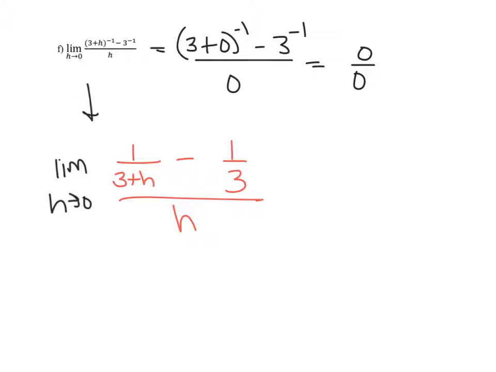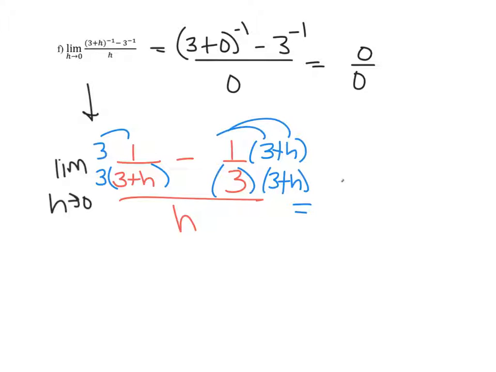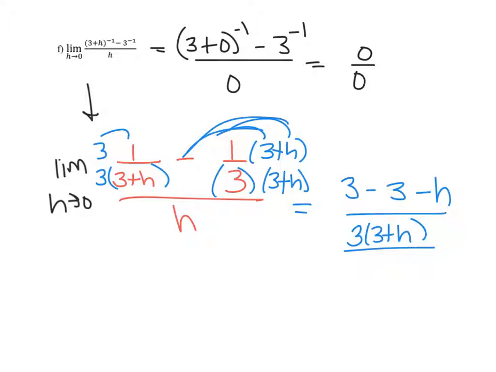Now, this is a technique that I can use with common denominators, because I'm going to make the numerator combine together. To do that, I need a common denominator of 3 times 3 plus h. This needs 3 plus h, and the other guy just needs 3. So I'm going to multiply these in. So I end up getting 3 minus 3 minus h. Remember to distribute the negative as well. Over 3 times 3 plus h, all over h.